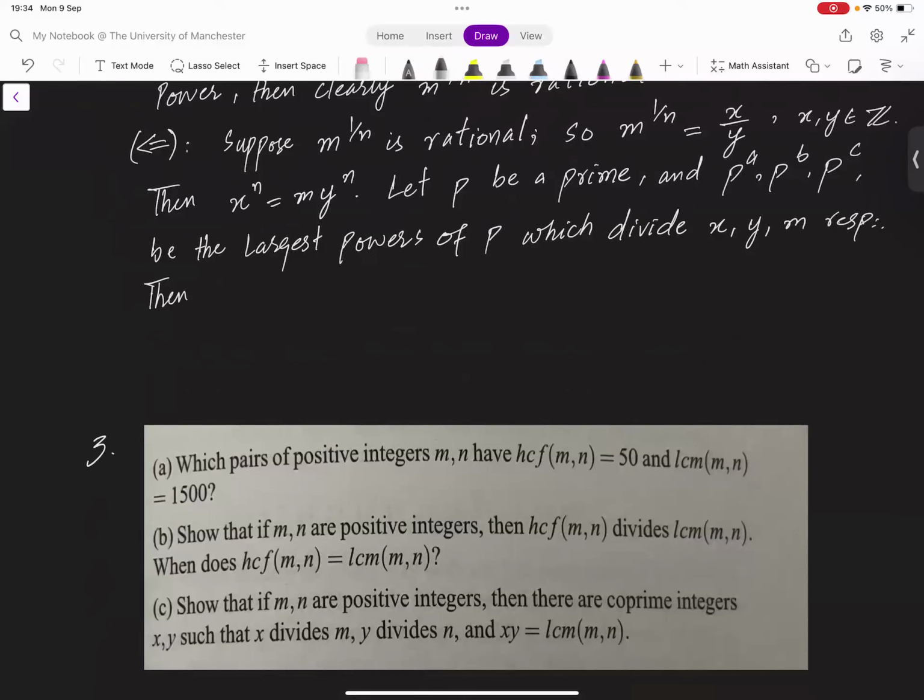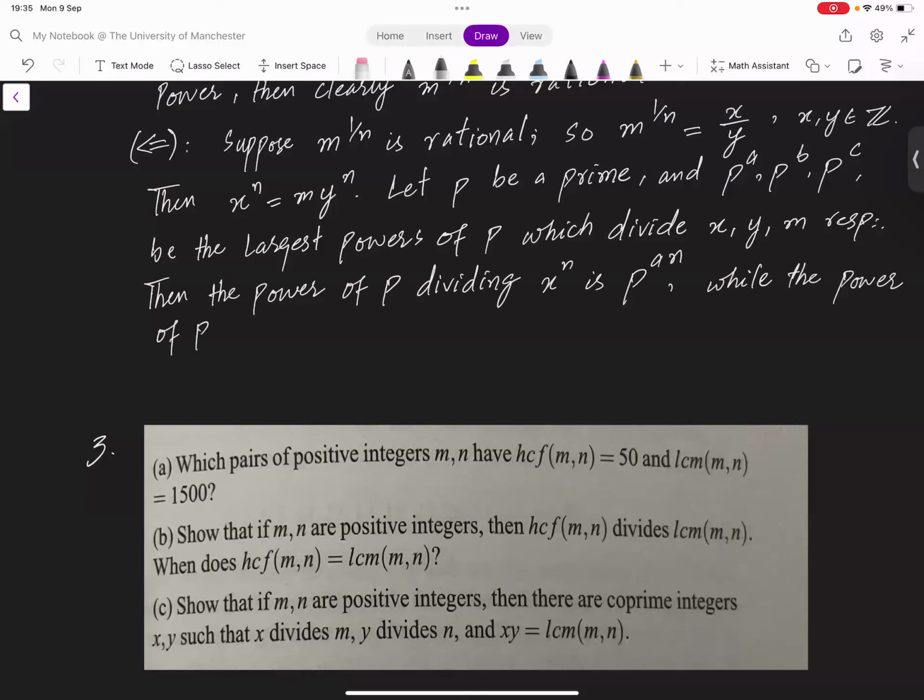Then the power of p dividing x power n is nothing but p power a into n, while the power of p dividing m y power n is p power c plus b n.